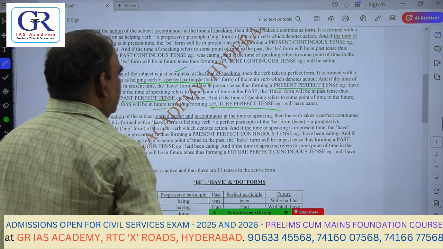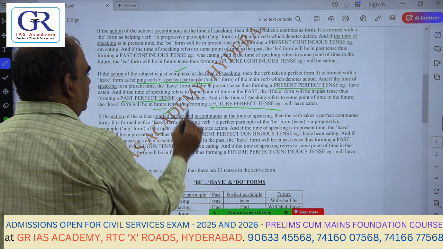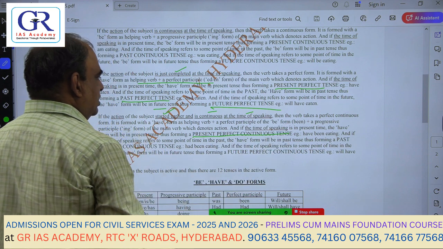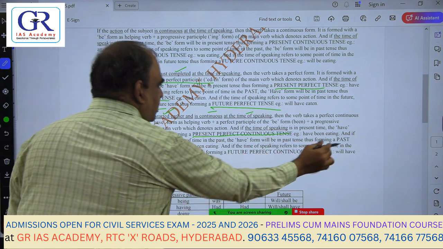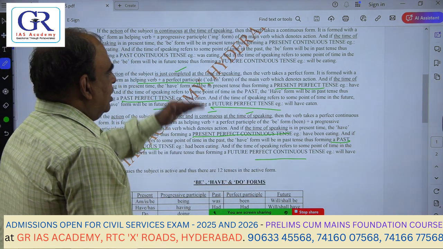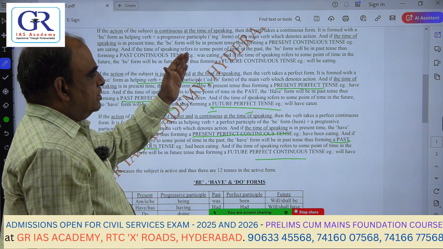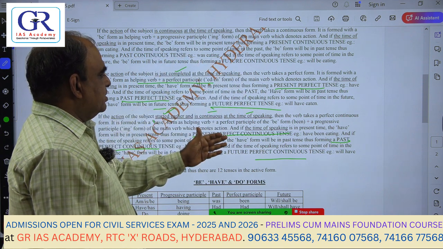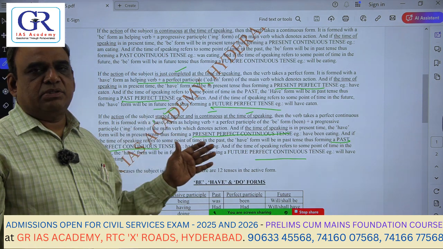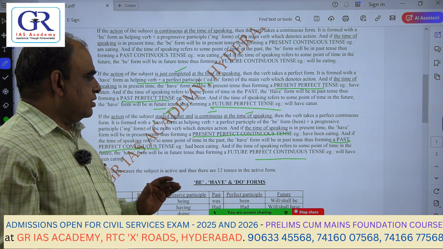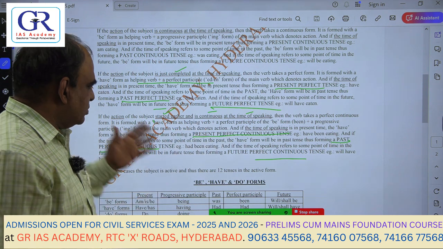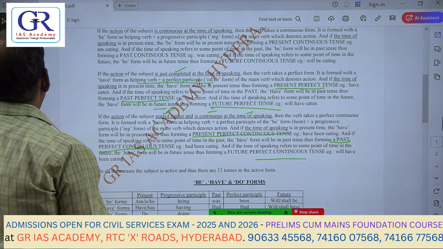So similarly, if it started earlier and is continuous at the time of speaking, if it is in the present time, then it is present perfect continuous. If it is in the past time, that is past perfect continuous. And if it is in the future, future perfect continuous. Totally 12 are there. I have told you only 4: present tense, present continuous, present perfect, and present perfect continuous. So similarly, there will be past continuous, past perfect, past perfect continuous. Similarly, there will be future continuous, future perfect continuous. Those things I will teach you later. Okay.